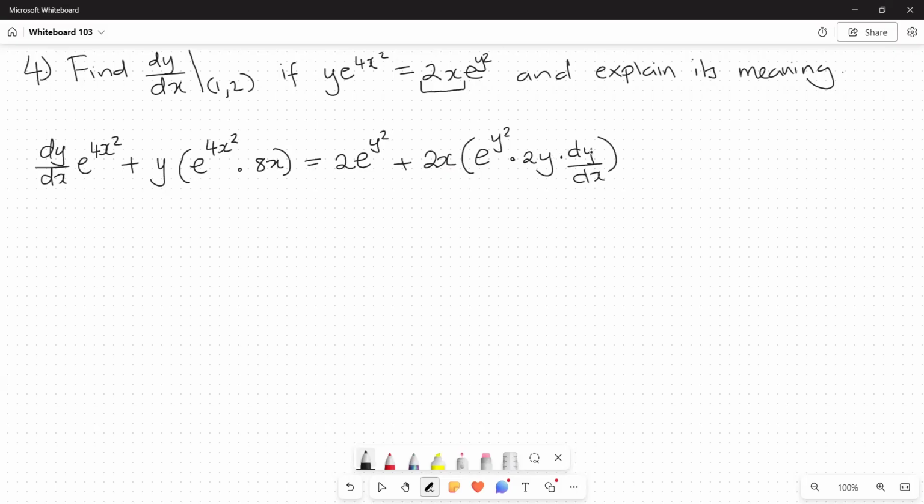Then we know what to do. All the terms that have dy/dx must come to one side. The ones without dy/dx should go on the other side. We factorize dy/dx and make it the subject of the formula.